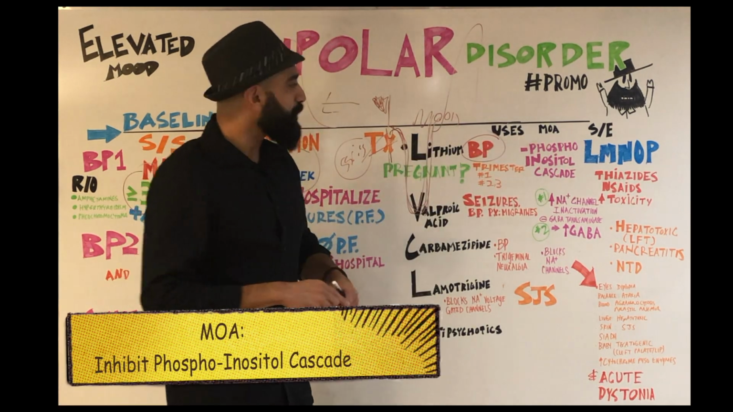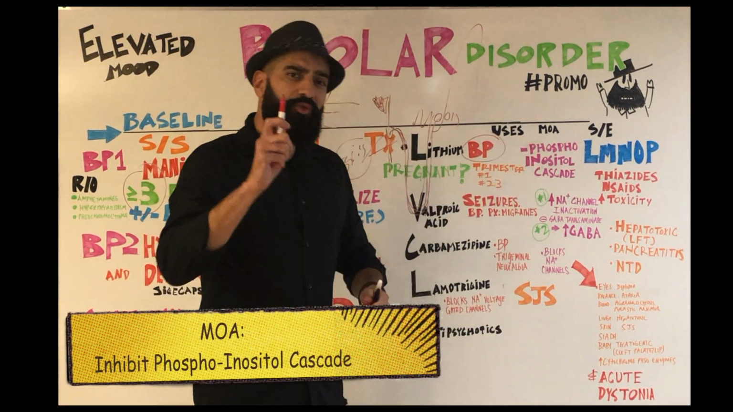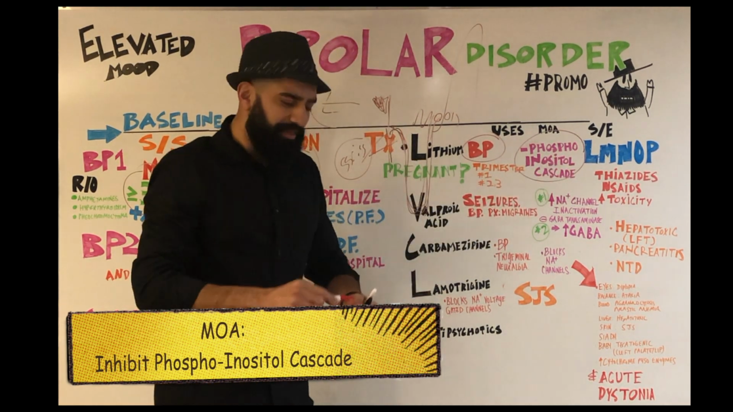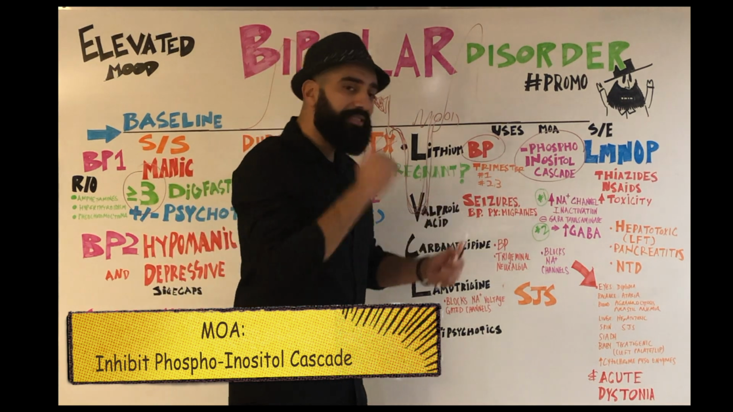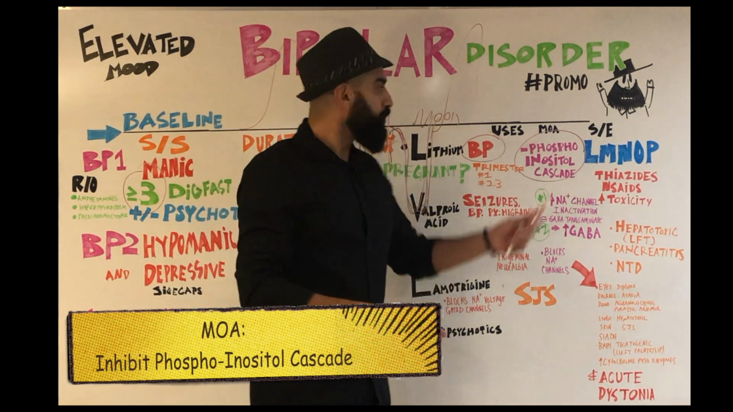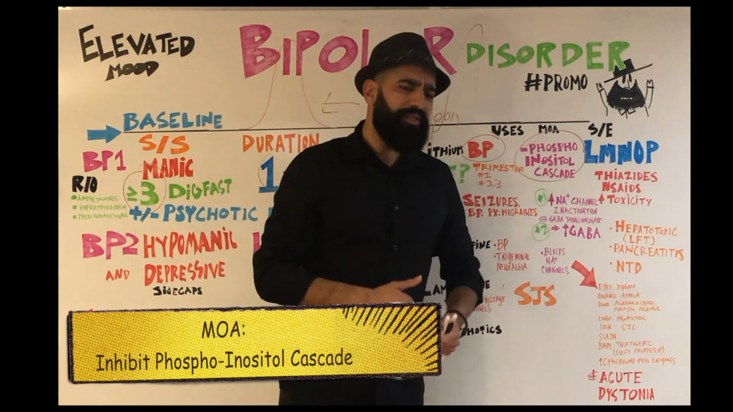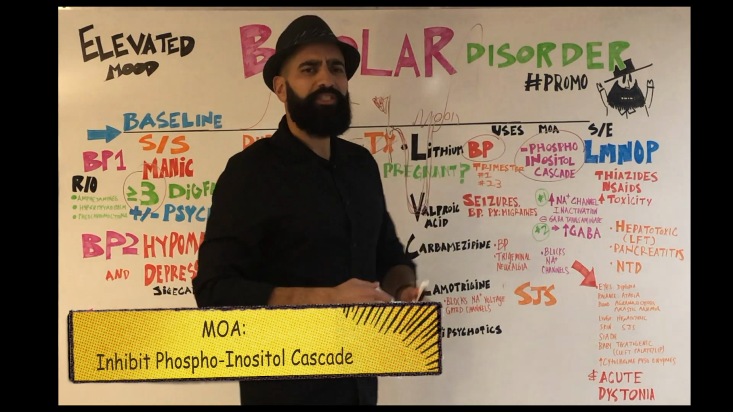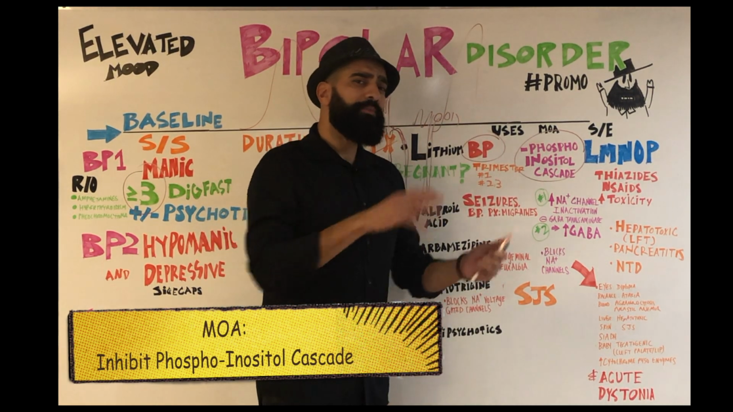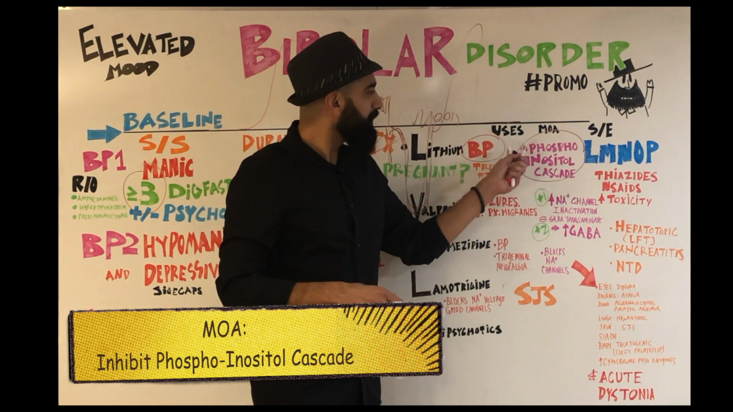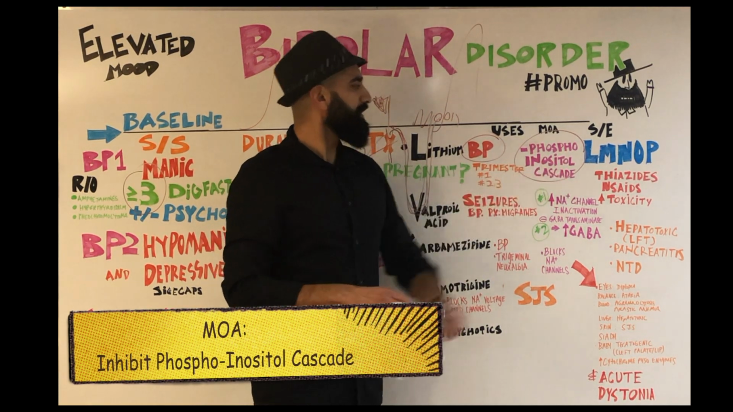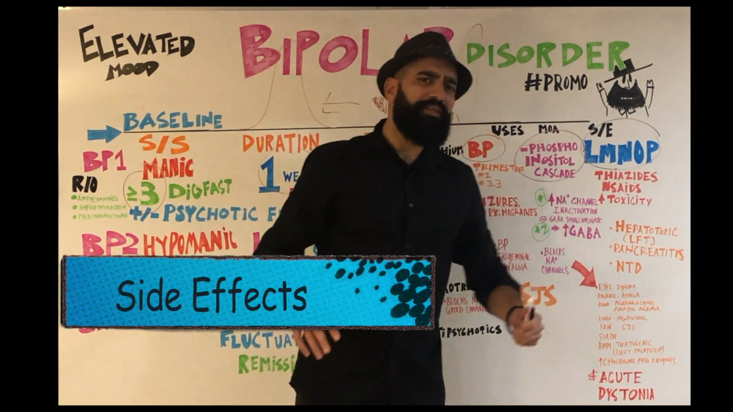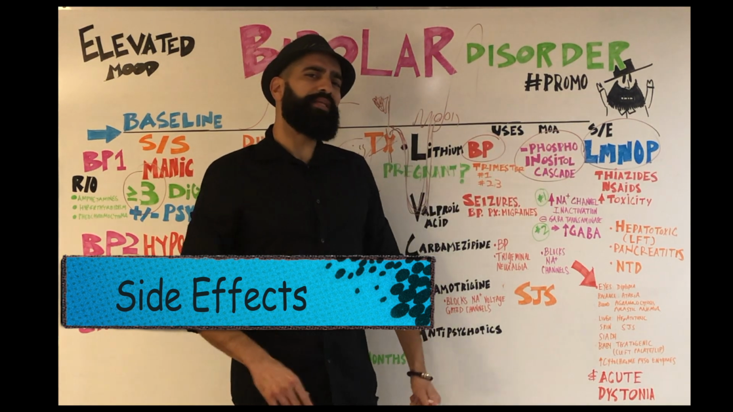What is the mechanism of action? This one you have to memorize, especially if you're taking your USMLE Step 1 exam, right? It inhibits the phosphoinositol cascade. You have to memorize that and make sure it makes sense to you. It could be a question, they're talking about bipolar disorder, a mood stabilizer was given, and you're like, yeah, I know this is going to be lithium. And the question might just be, what is the mechanism of action? So that's why you have to be able to connect the dots. So that's inhibition of the phosphoinositol cascade. Next, the side effects are very important. There are so many side effects of lithium, but we have figured out this nice little way that you can memorize it.